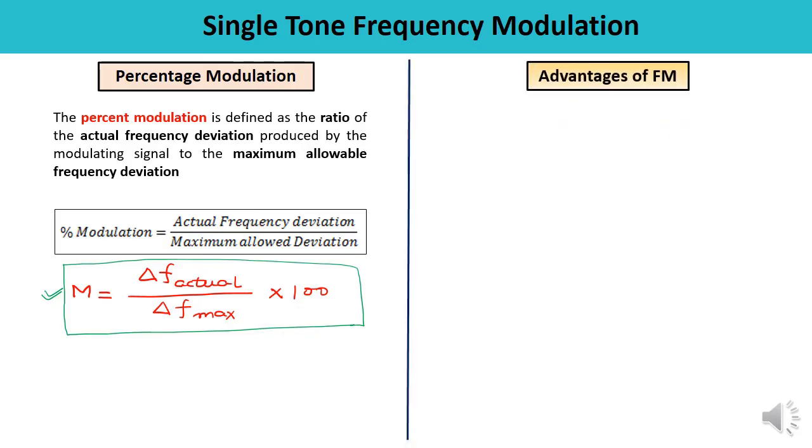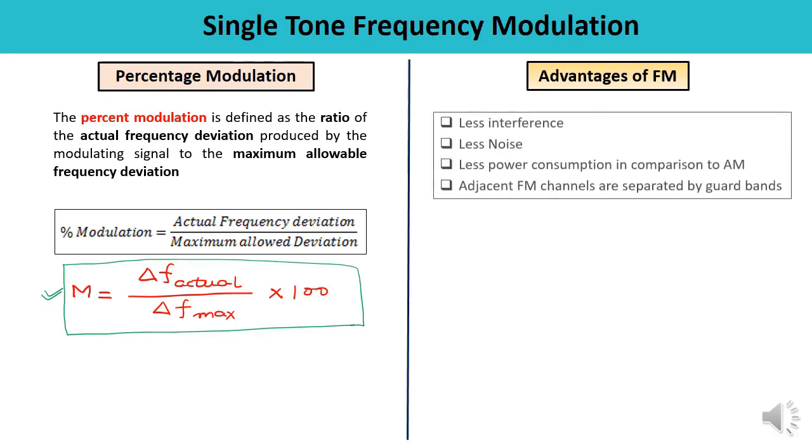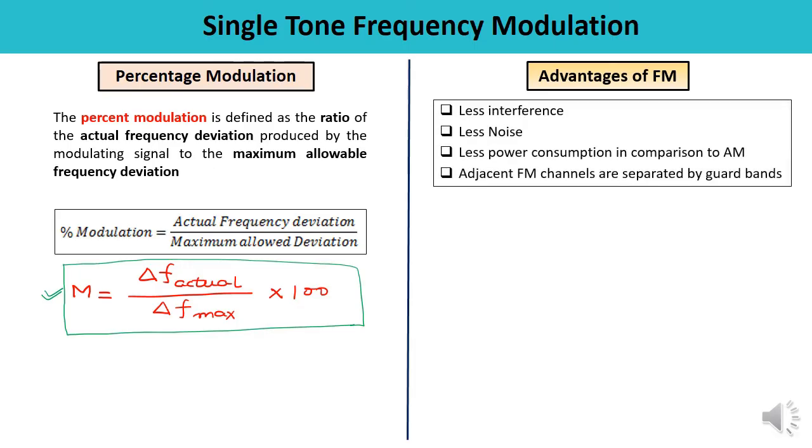What are the advantages of the frequency modulated wave? Advantages are less interference and less noise. In this case, power consumption is less if you compare with the amplitude modulation, and there is a provision of guard band in the adjacent FM channels.